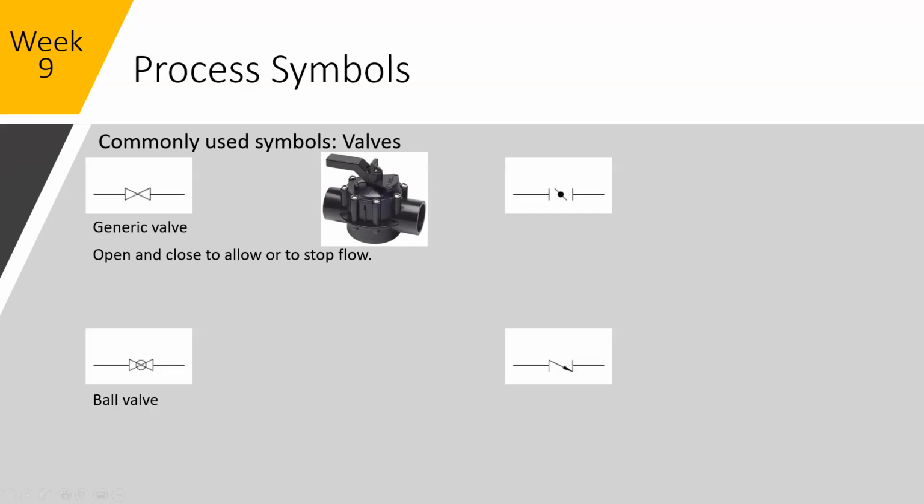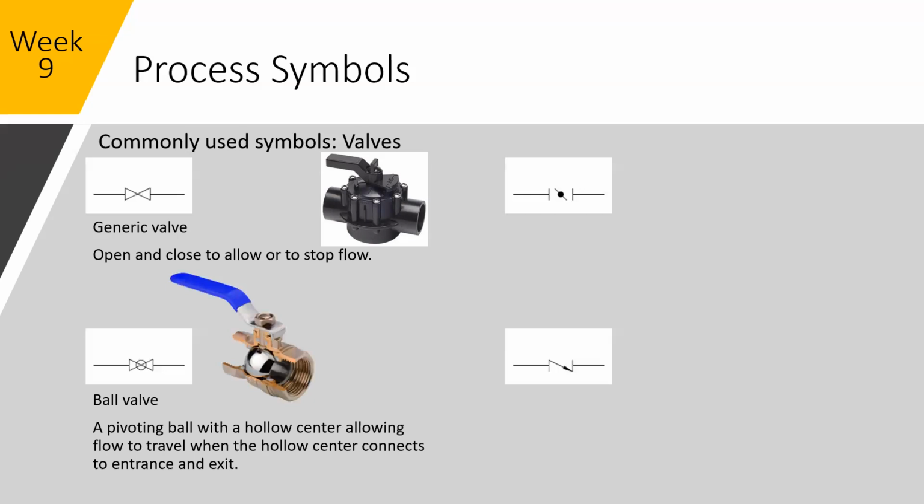This next valve, bottom left, would be called a ball valve. So the ball valve is just a little more descriptive. It would also open and close to allow flow, but the inside of it actually is a ball. Depending on your application, a ball valve may be all you need to potentially throttle flow. The pivoting ball with a hollow center allows flow to travel through, and it connects its entrance and exit there.